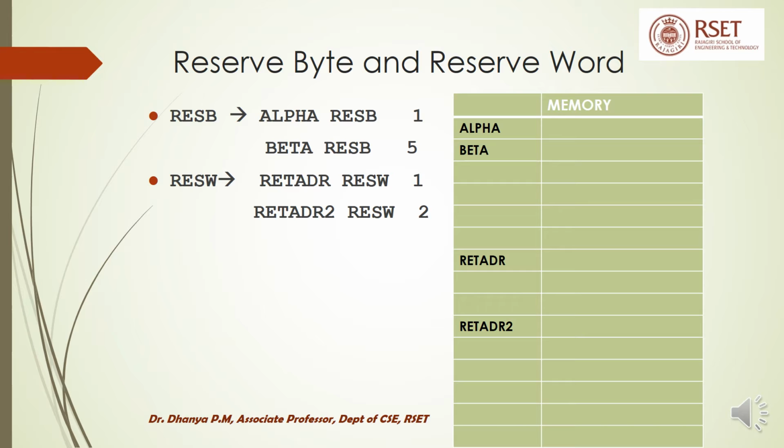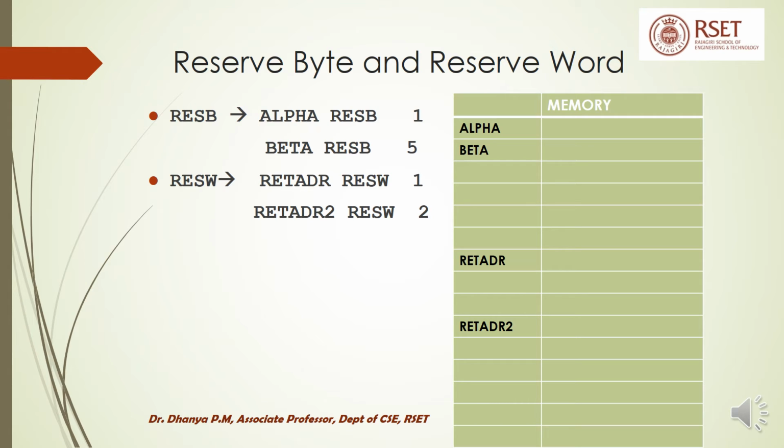Now the next one is RESW, reserve word. This is for reserving word locations. So here, return address RESW 1 means one word is reserved and the address is return address. And one word is equal to 3 memory locations, that is 8 into 3 equal to 24 bits.